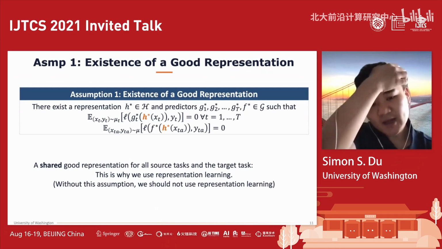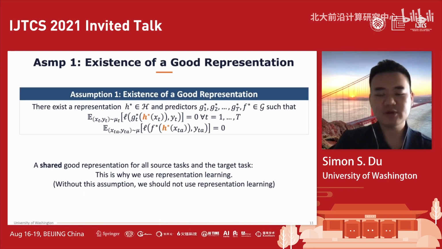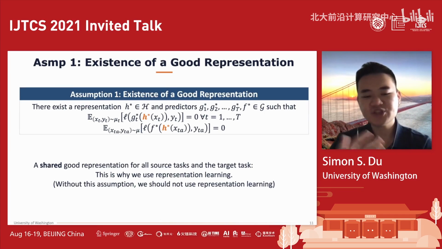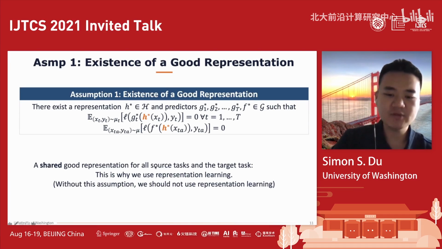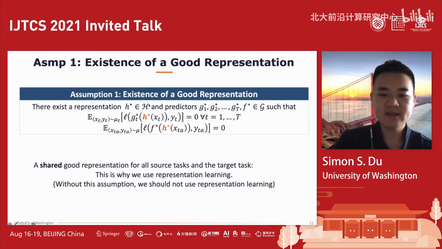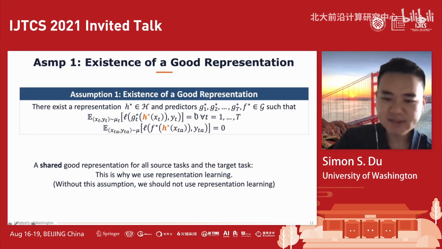The first assumption is called the existence of a good representation. This is a pretty natural assumption, because it is the fundamental reason why we use representation learning in the first place. Basically, we assume that there is a shared good representation for all the source tasks and the target task. More formally, there exists a representation H star in this function class, and predictors G1 star to GT star and F star in the predictor class G, such that the composition of GT star and H star has zero loss.